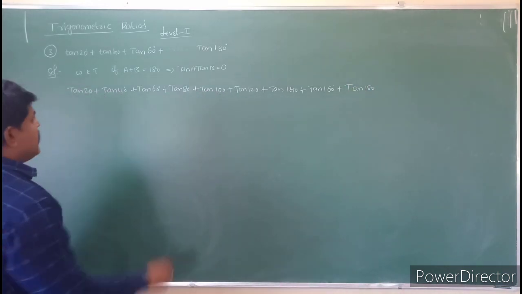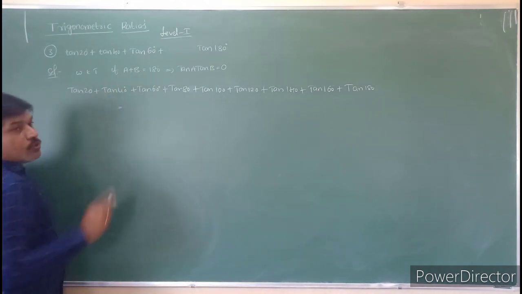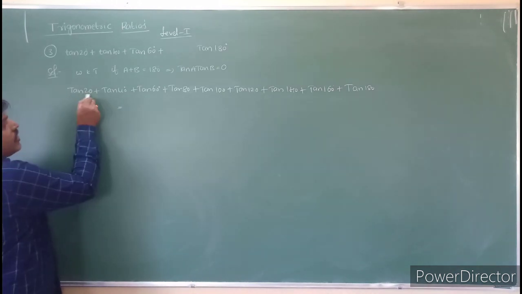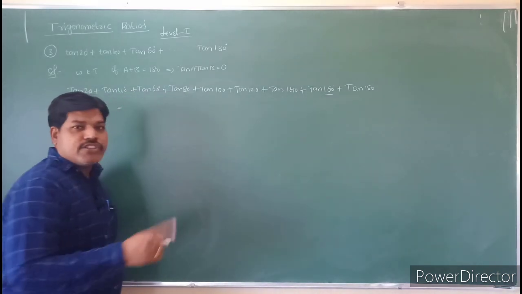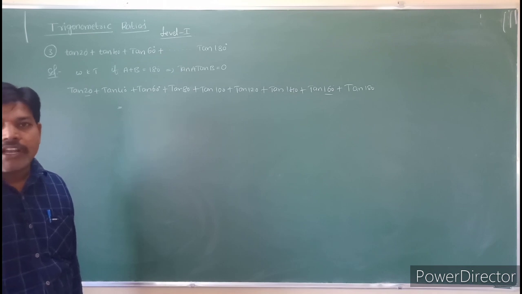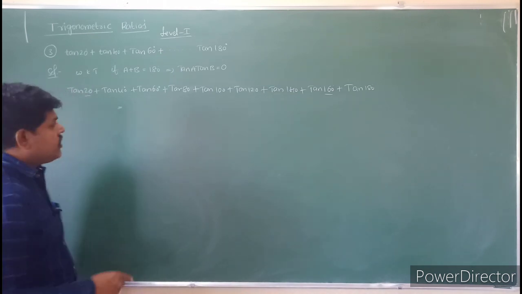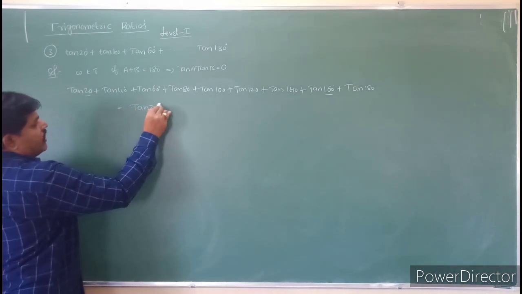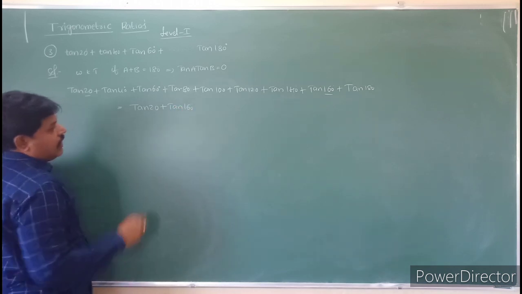So this is equal to, I will take A plus B equal to 180, where the sum of the angles will become 180. This is 20 degrees and this is 160 degrees. If you add these two, it will become 180. Yes or no? 20 plus 160 is 180 degrees. Then automatically tan 20 plus tan 160 value will become 0. So I will take this pair, tan 20 plus tan 160.